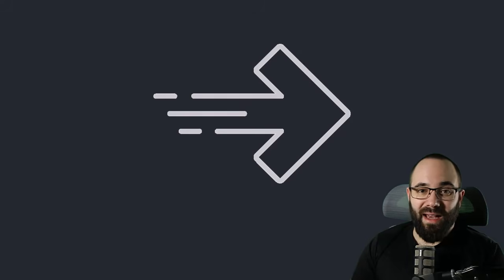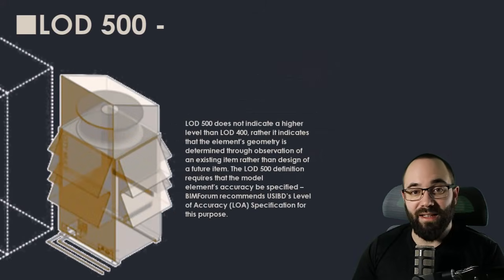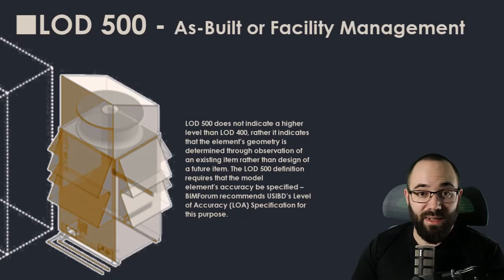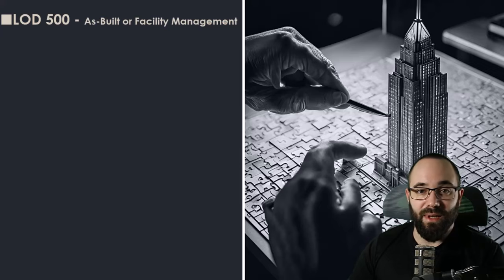And finally, we have LOD 500, as-built or facility management model. This includes information about the installed and operational elements of the building, reflecting real-world conditions for maintenance and facility management. LOD 500 represents the final stage in the building information modeling process, capturing as-built conditions with precise accuracy.